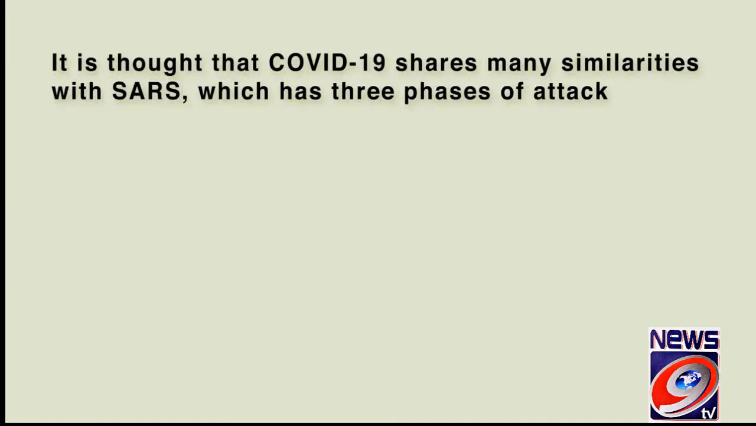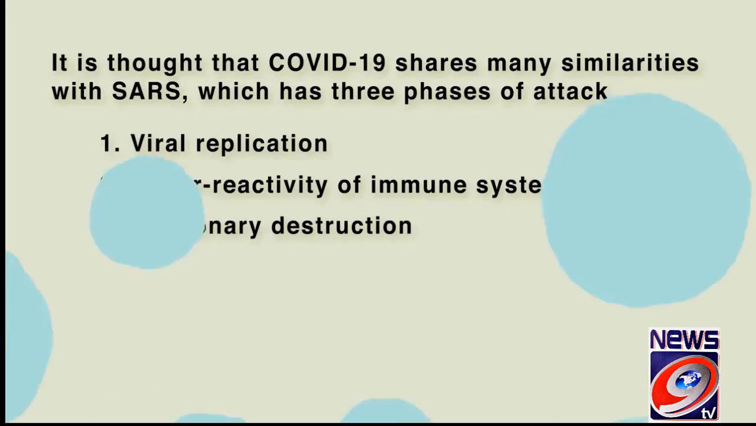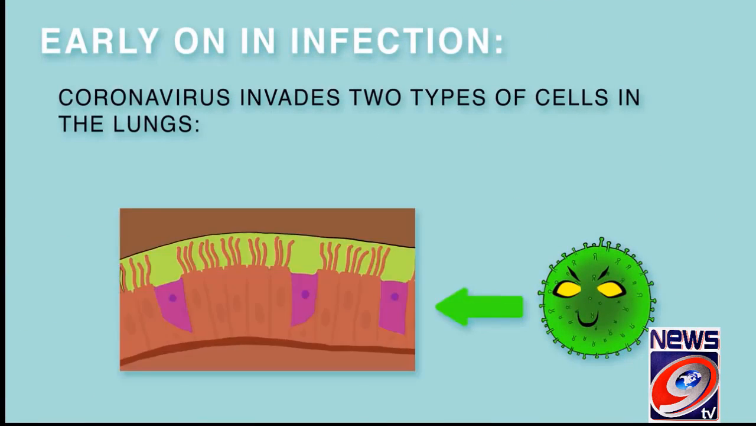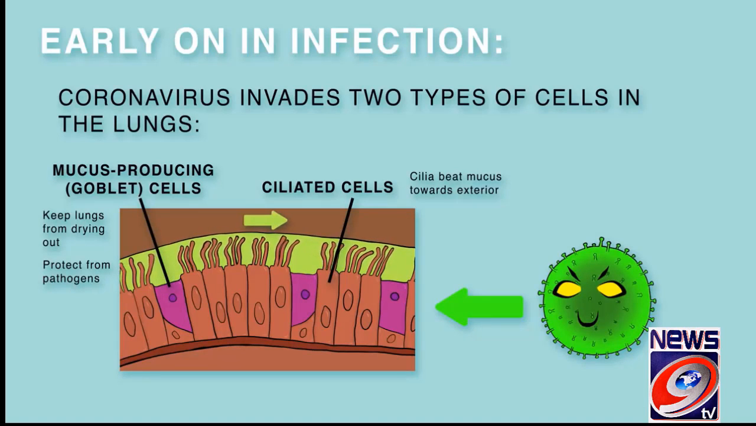It is thought that COVID-19 shares many similarities with SARS, which has 3 phases of attack: viral replication, hyperreactivity of the immune system, and finally pulmonary destruction. Early on in infection, the coronavirus invades 2 types of cells in the lungs: mucus and cilia cells. Mucus keeps your lungs from drying out and protects them from pathogens. Cilia beat the mucus towards the exterior of your body, clearing debris, including viruses, out of your lungs. Cilia cells are the preferred hosts of SARS-CoV and are likely the preferred hosts of the new coronavirus.